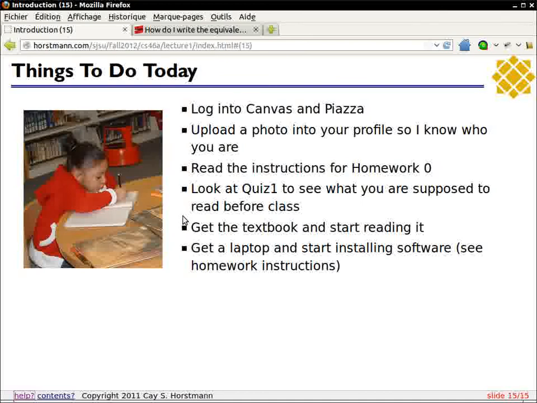Get the textbook, get a laptop, and start installing the software. Some of the software is tricky to install. There's this piece of software called Alice that is notoriously difficult to install. It would be a good idea to get that started well before the lab, so that when there are problems, you can ask questions on Piazza. And that's all I've got.